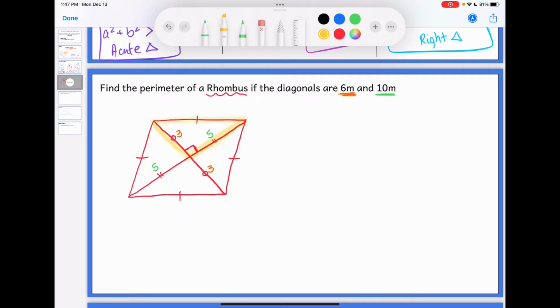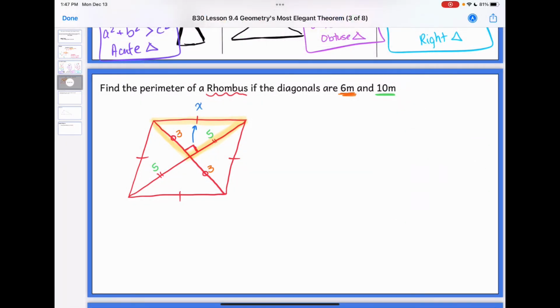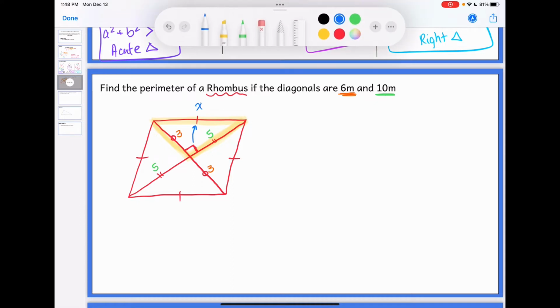So I can use my Pythagorean theorem because I have a right triangle. One leg is 3, one leg is 5. The side across from the right angle is the side that I don't know. Okay, so the side across from the right angle, that's x, right? So that's my c. So when I set up my formula here, it will be 3 squared plus 5 squared equals x squared.